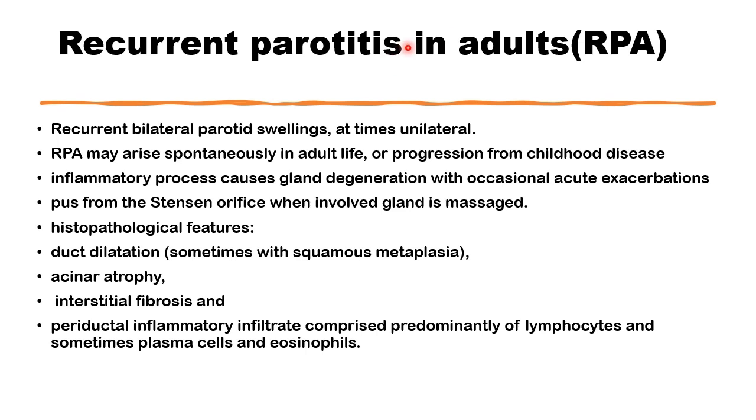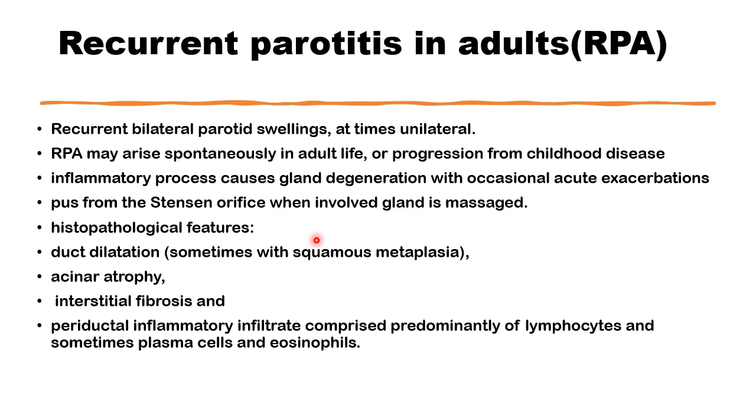Adult version of recurrent parotitis, RPA, is usually bilateral, but at times can be unilateral. It can arise de novo in adult life or can be a progression from juvenile recurrent parotitis. The inflammatory process would cause progressive gland parenchymal degeneration, sometimes associated with acute episodes, during which pus can be seen coming out from the Stensen's duct orifice.